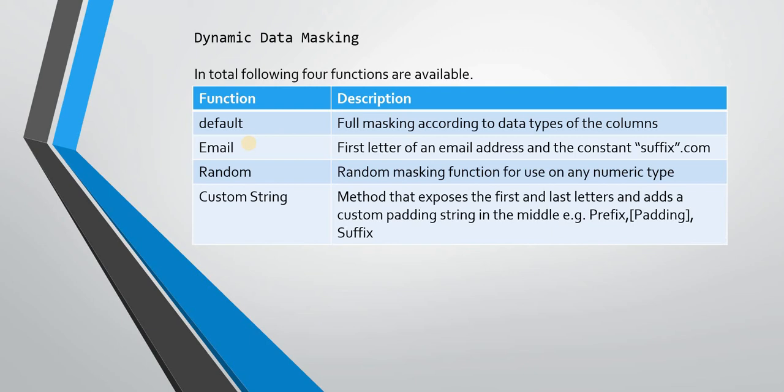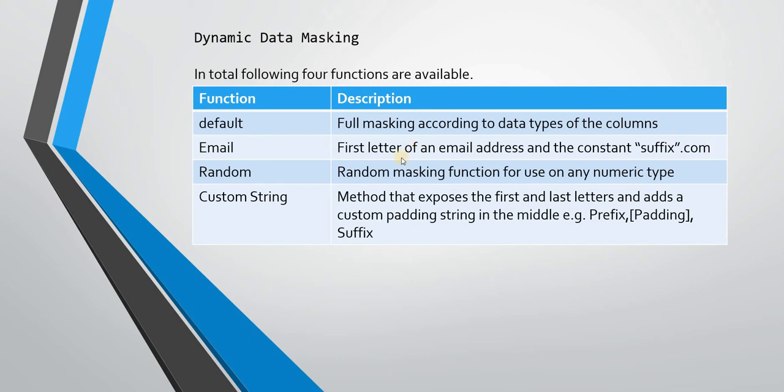If you are using the email function, then it shows the first letter of the email address and masks the rest with a constant suffix and then .com. So for example, for an email address like jitendra@gmail.com, it will show a j, then a constant suffix and .com.